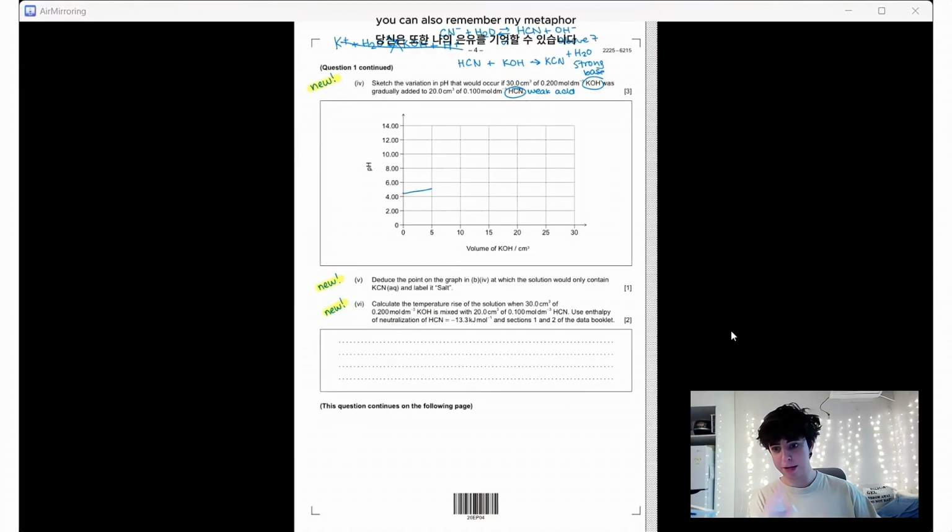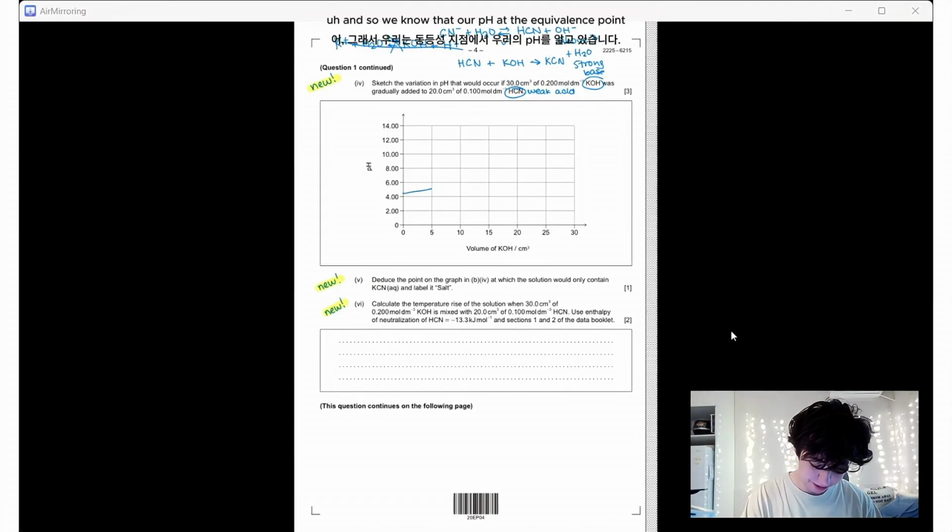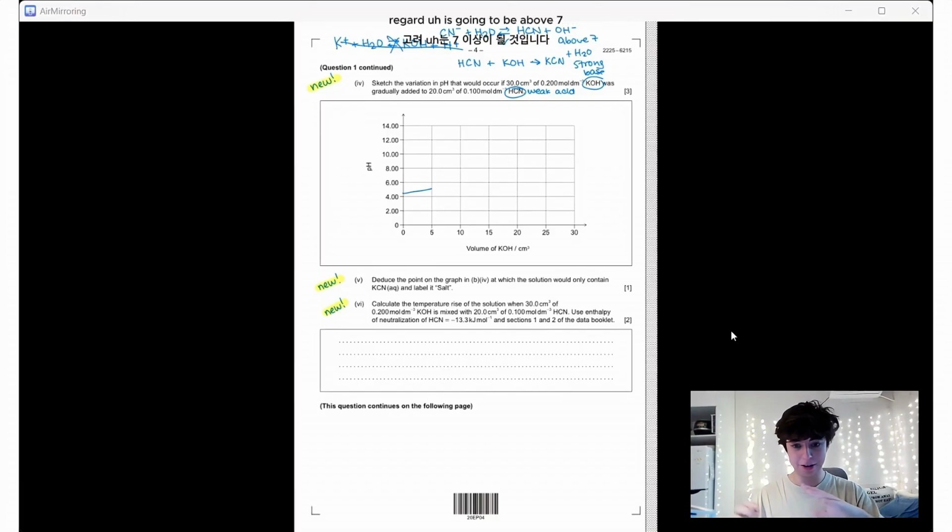You can also remember my metaphor. I explained this in the paper 1A thing: if you have a strong base, music is really good at a party, and you've got some weak acid, nobody's on drugs, the vibes are really good, and your pH, or the vibes, are above 7. And so we know that our pH at the equivalence point is going to be above 7. Meanwhile, our second plateau is going to be when we have an excess of KOH, which is a strong base.